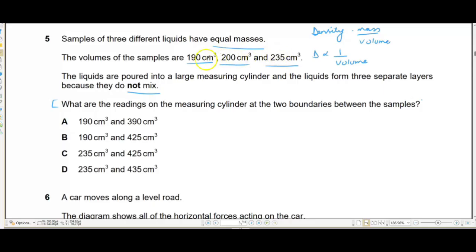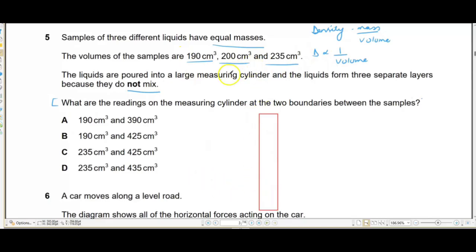And then this, and then this. Okay? So now, once we've established this fact, we can just draw a measuring cylinder. We know that this has the least volume, so this will have the most density. So this is going to be the most dense liquid.